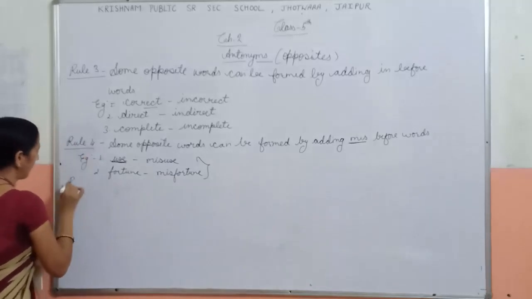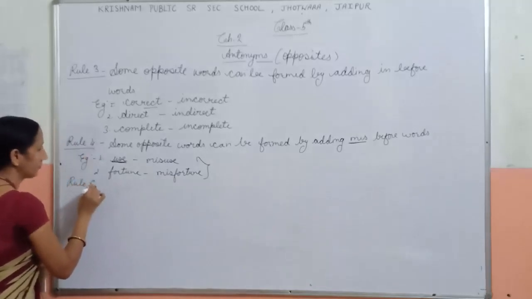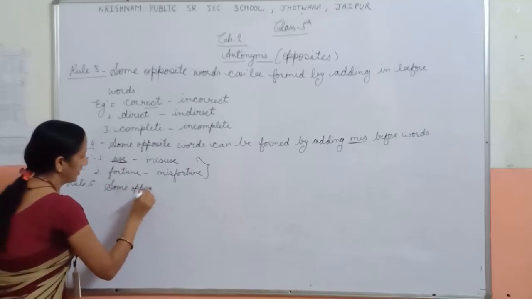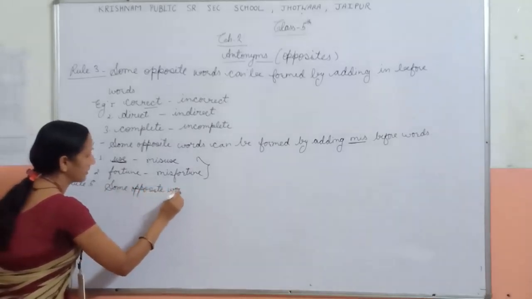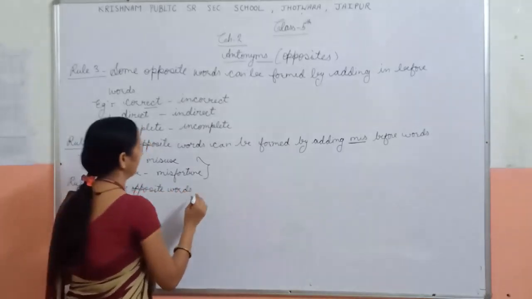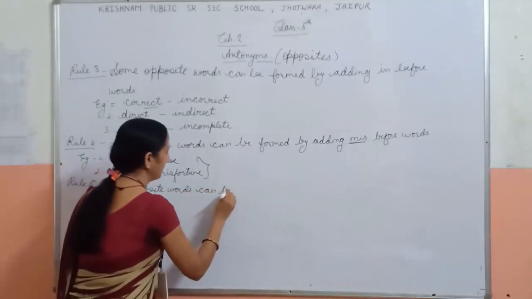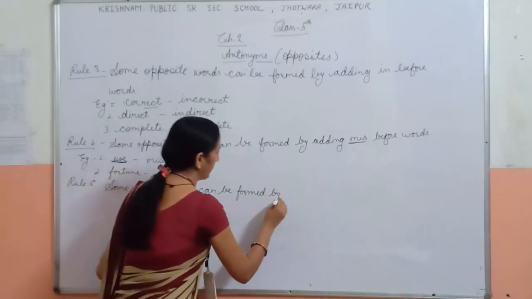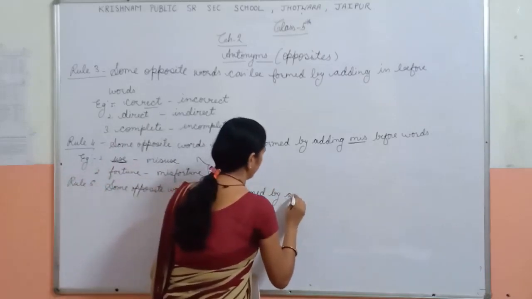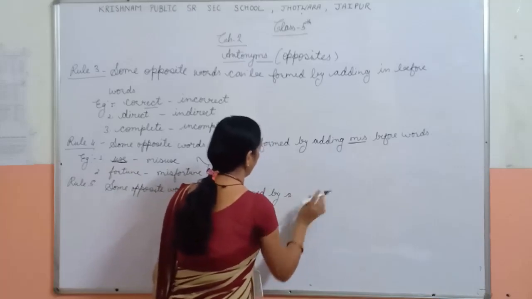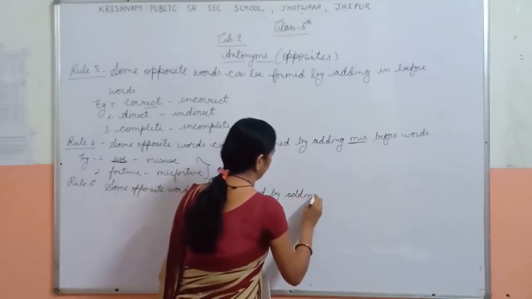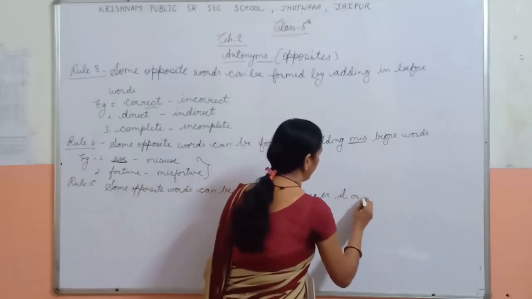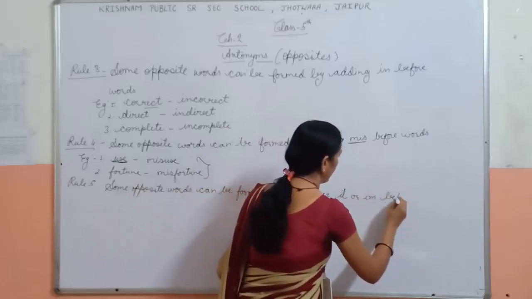Now, rule number 5. Some opposite words can be formed by adding im, il or in before words.